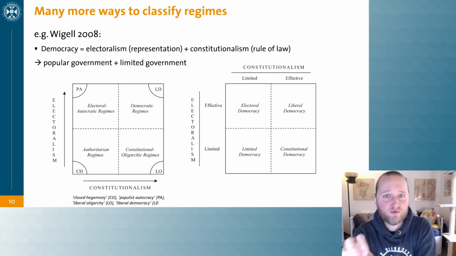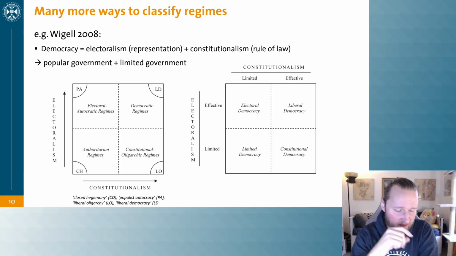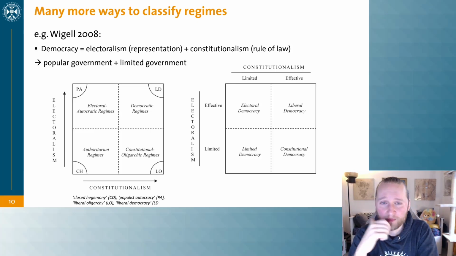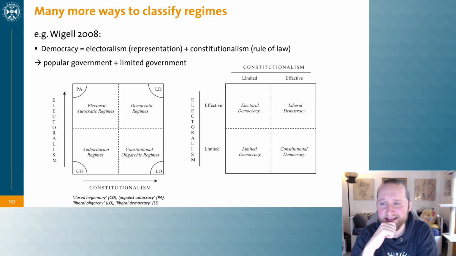There are many different ways, of course, to classify regimes. So those 4 categories that I told you a couple of slides ago, or the 2 definitions by Dahl or by Alvarez and others, are only one way to distinguish between regimes. I'm just going to show you really quick one of the other ways, for example, to classify regimes. This is from Wiggle in 2008.